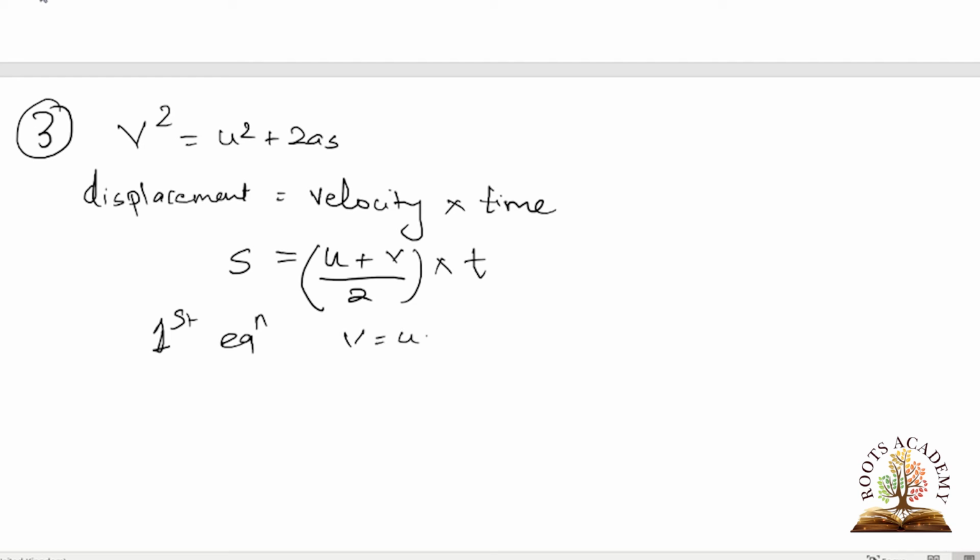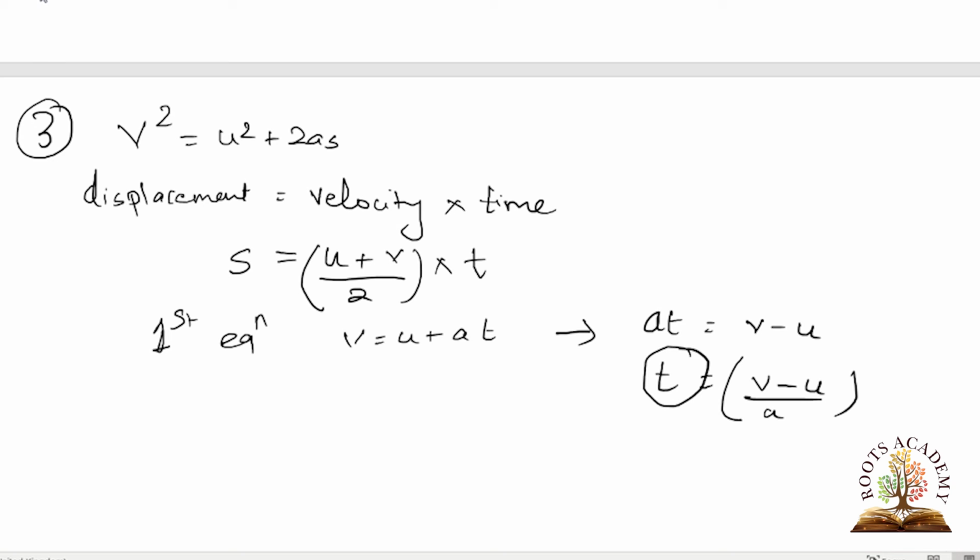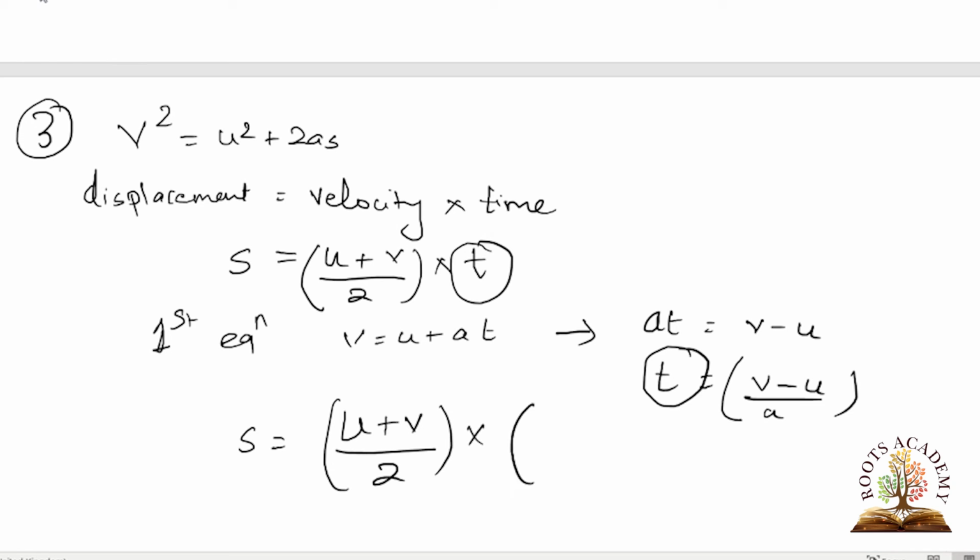Now from the first kinematic equation, which is v = u + at, we are going to write at = v − u, and then t = (v − u) upon a. Okay, so now we are going to substitute this value of t as (v − u) upon a. So now the equation will become (u + v) upon 2 into (v − u) upon a. Okay, I hope everyone understood till here.